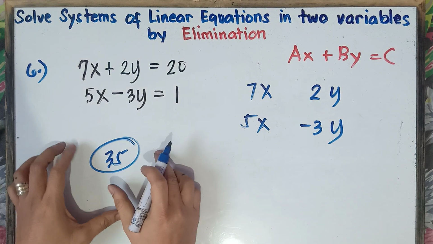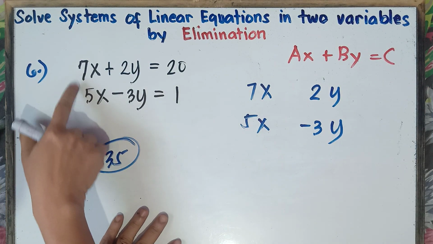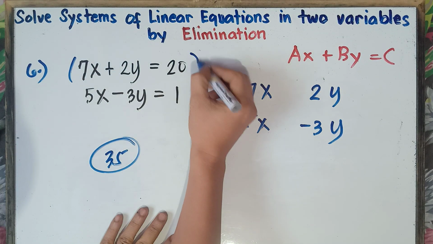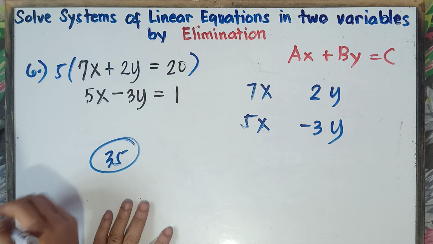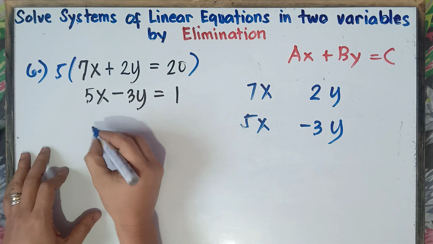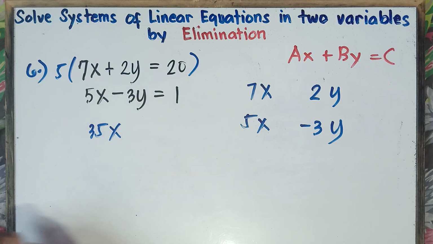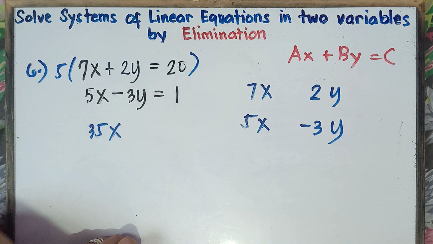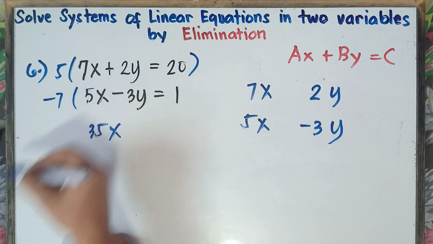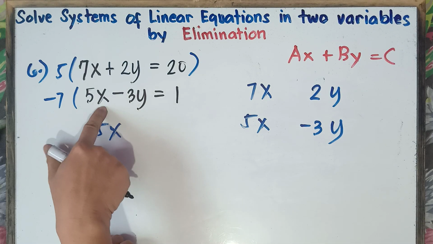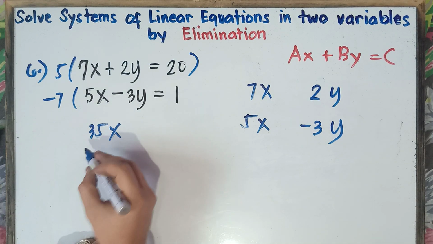Okay, let me just explain this one, class. Once again, class, if you want to eliminate x, you can multiply the first equation by positive 5, because 5 times 7x would be 35x, right? Now, if you want to eliminate this x, this is 5x, therefore we need to multiply this one by negative 7, right? Because negative 7 times positive 5x would be negative 35x.